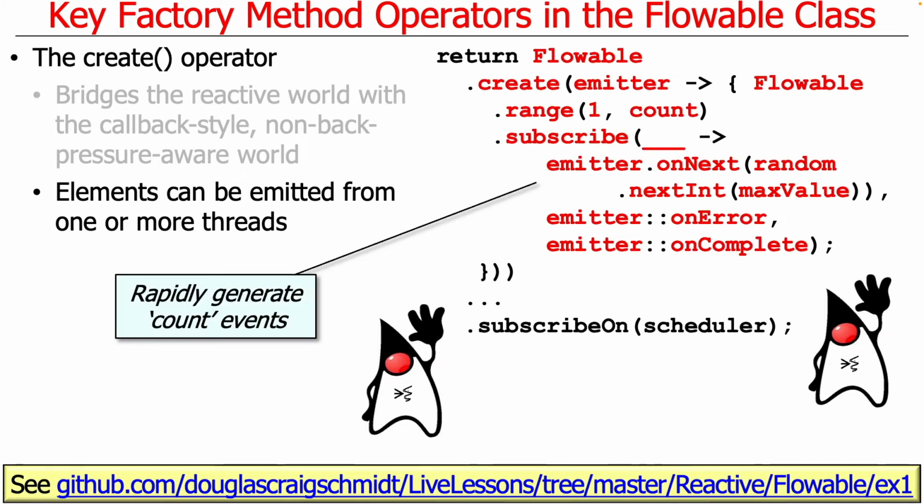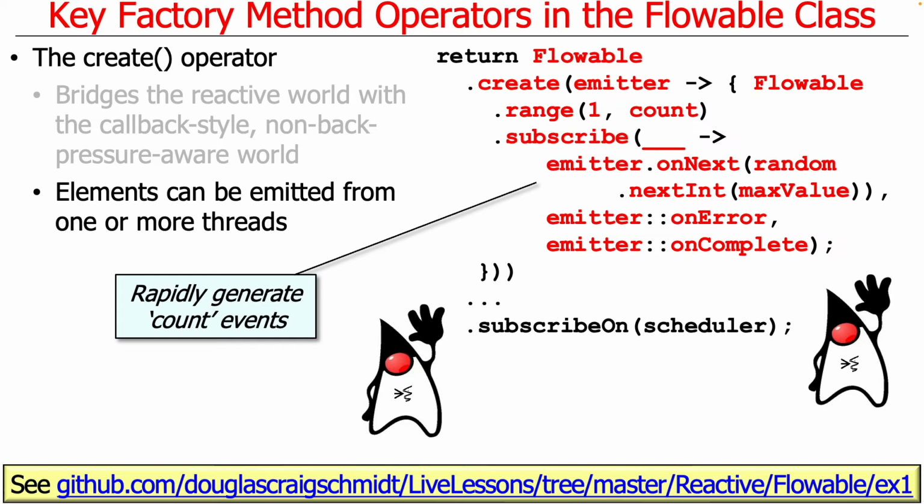This particular example is going to pass in a FlowableEmitter here to the create method. And you can see that what this is going to do is it's going to go from 1 to count, and it's going to just generate values from 1 to count as quickly as it can. And then it's going to go ahead and emit random numbers. So for each of those values, it's going to emit the next random integer if things go well. And then when we're done, in other words, when we hit count, then the onComplete method will be called.